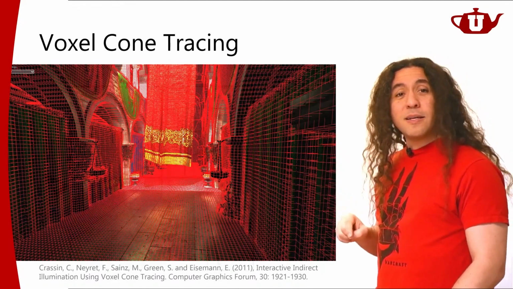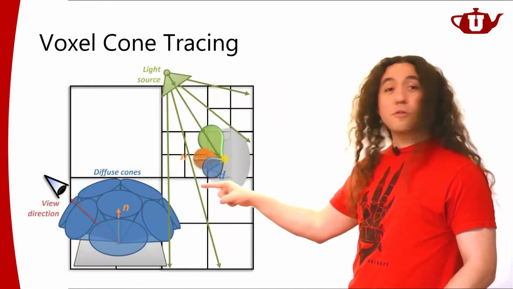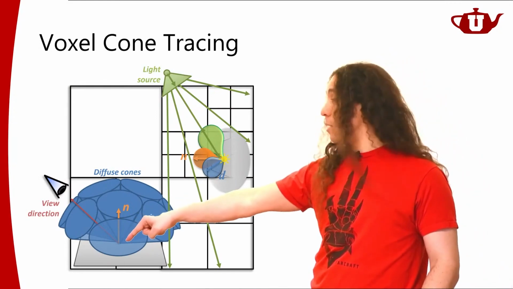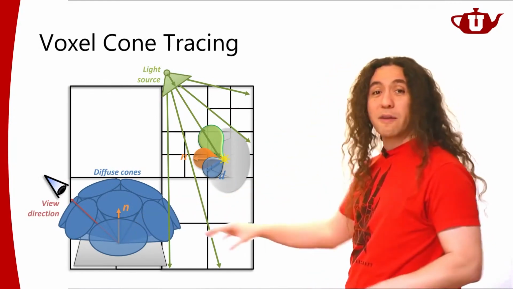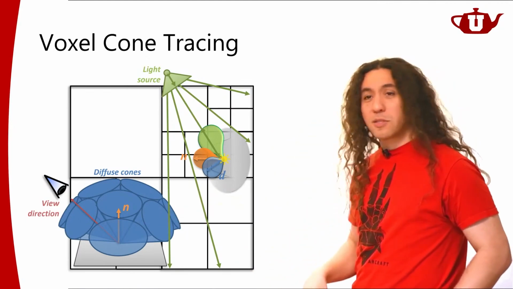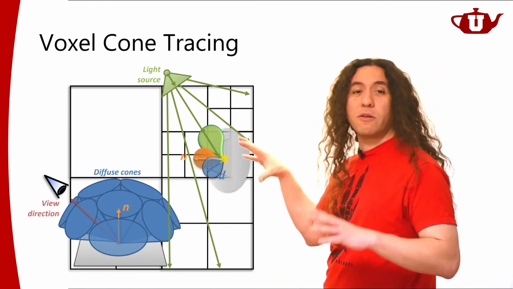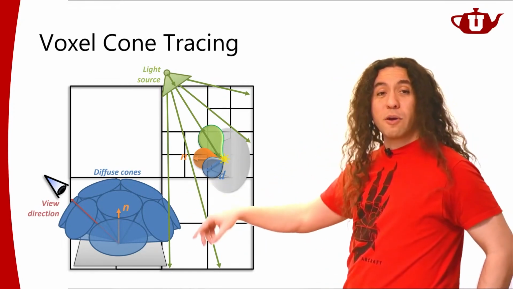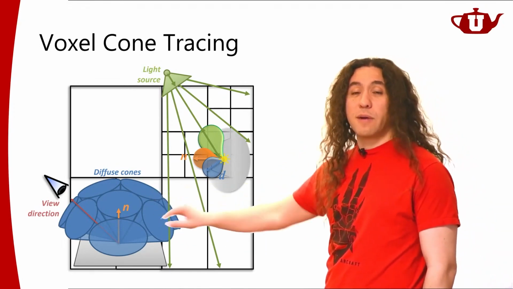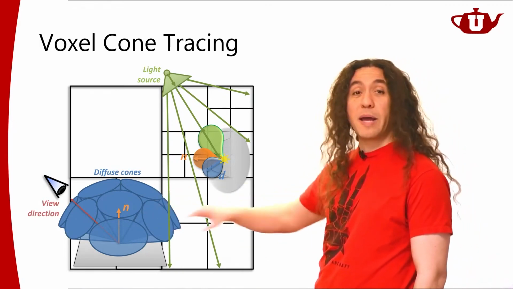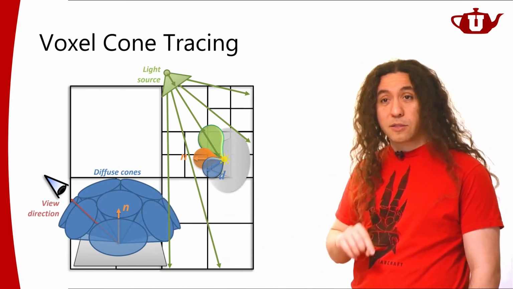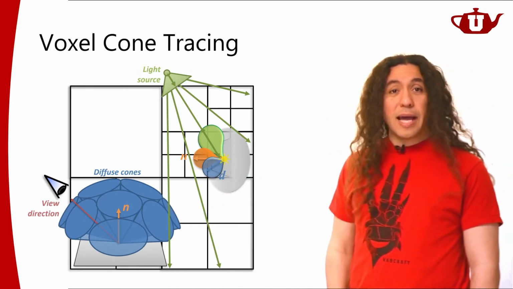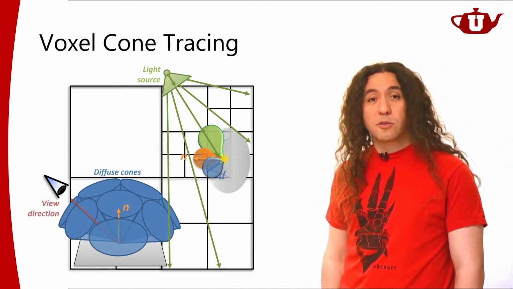And then I'm going to be using cones coming out of the point that I'm shading, and there's going to be all these cones coming out of it in all different directions. So instead of just looking at one direction, I'm looking at all of these directions, and these cones. Each cone accounts for a range of directions, not just a single direction. And by combining that, I can estimate indirect illumination using voxel cone tracing.